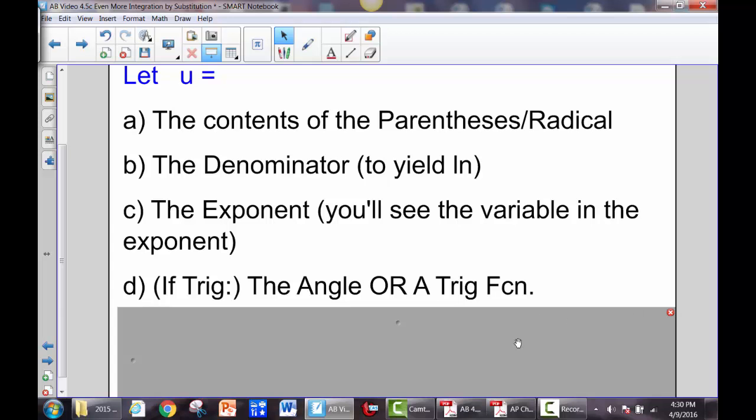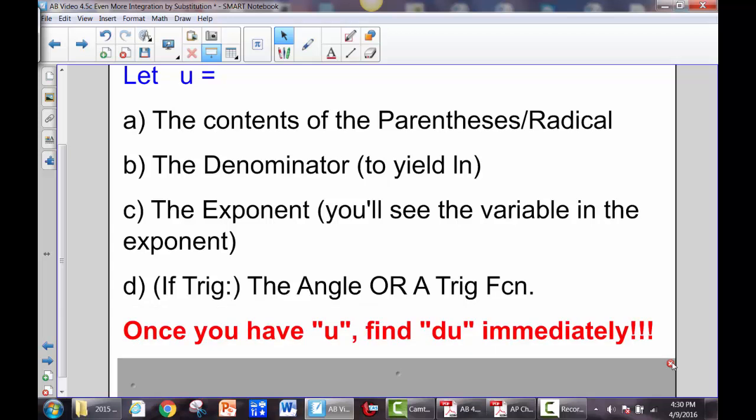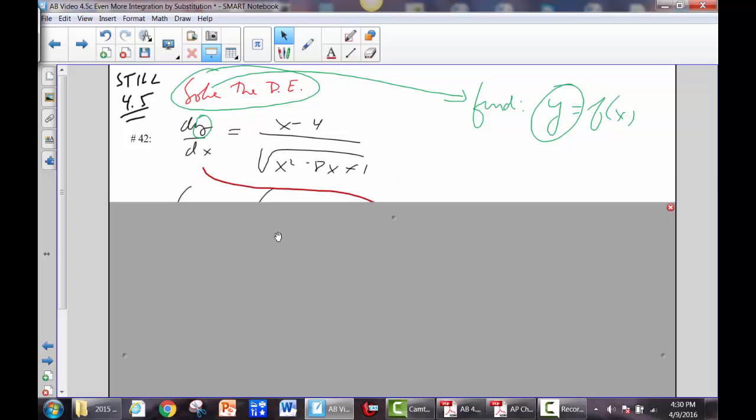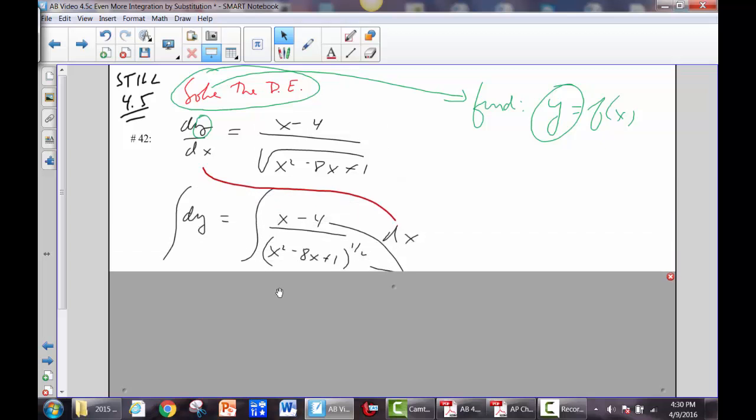Okay, once you've got your u, don't forget, find your du immediately. Do not delay. Okay, so this is a differential equation. They want you to solve the differential equation, which means find the function y equals f of x that has this derivative. So remember, the first thing we do is separate the variables, bring all the x's to one side, all the y's to the other. Then we integrate.